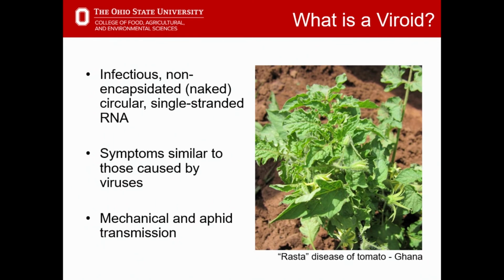Viroids tend to cause symptoms similar to those caused by viruses, as you can see in this picture of a viroid-infected tomato. However, viroids differ from viruses in that they are essentially naked nucleic acid without a capsid. They are mechanically transmitted as described for viruses and can also be transmitted by aphids.